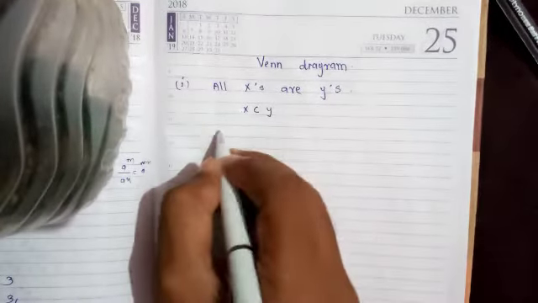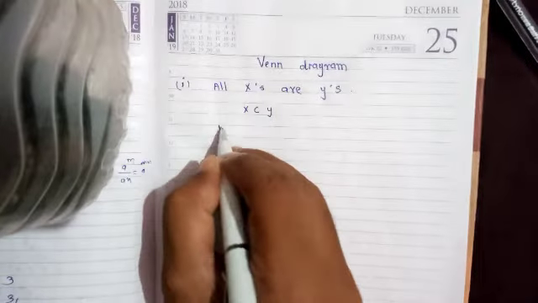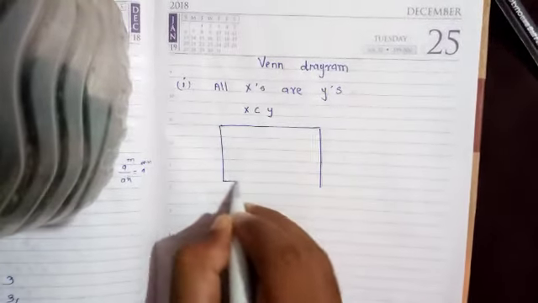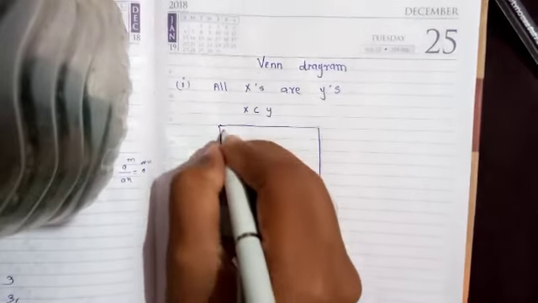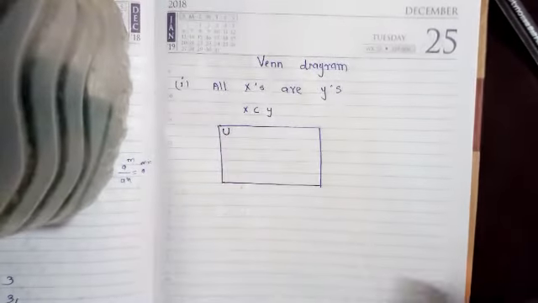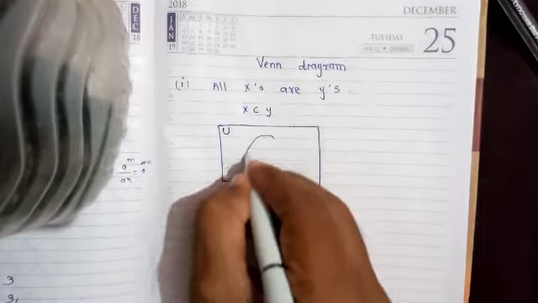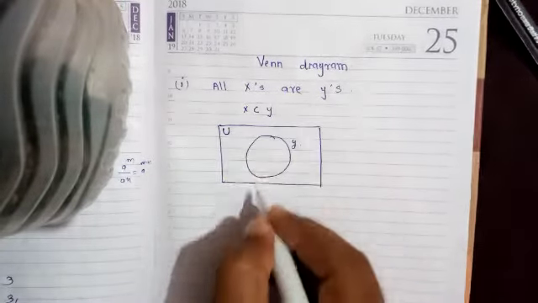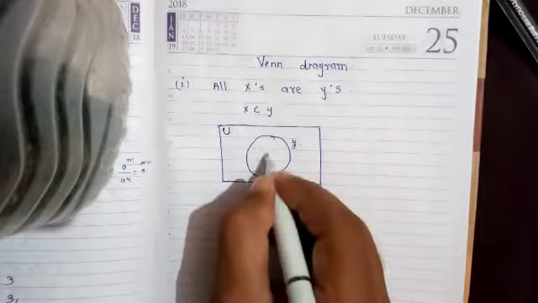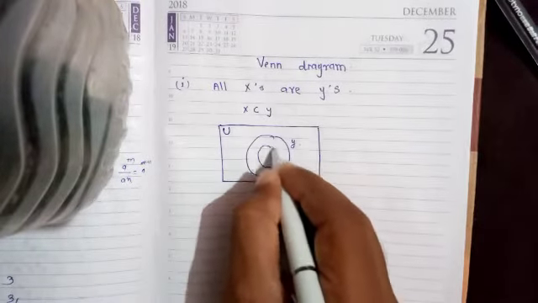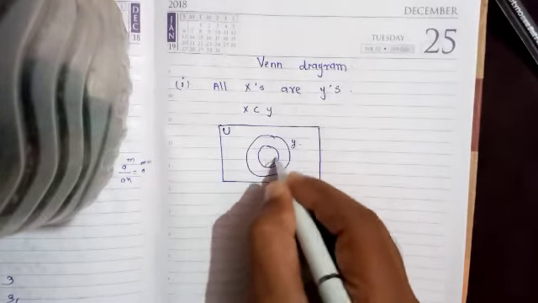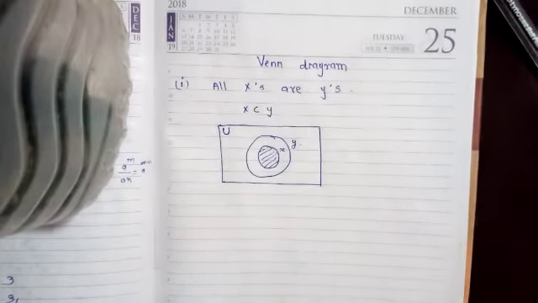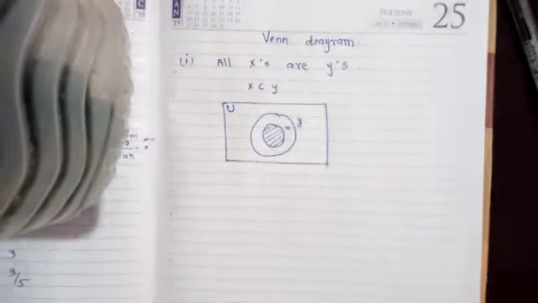So to draw this, we first have to draw the rectangle that will represent a universal set, that is represented by U. Then we have a bigger set, that is y, and all x is belonging inside the y, so this is x. So this is "all x are y." That means all the elements of x are belonging to this.